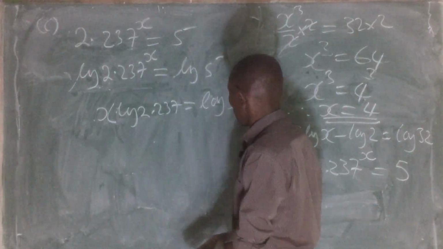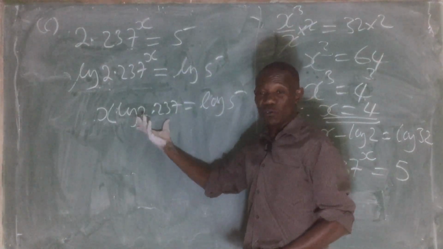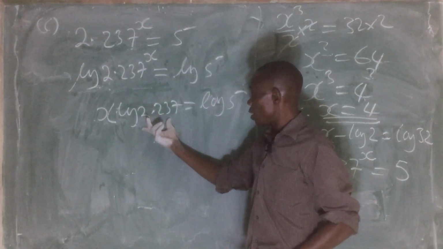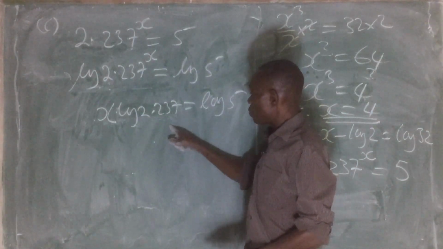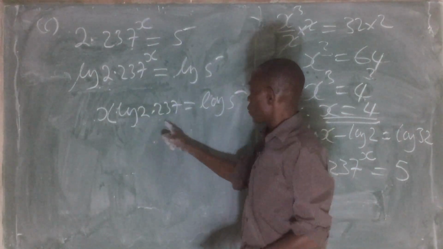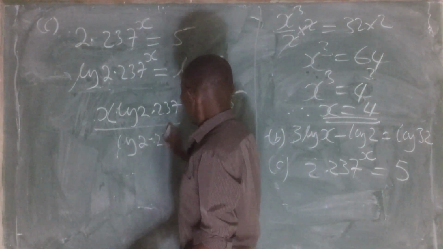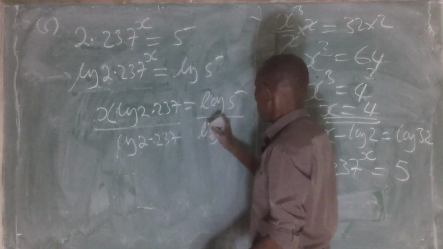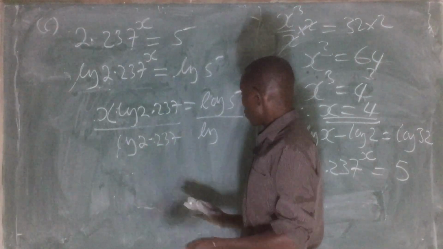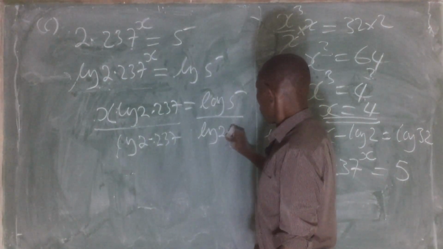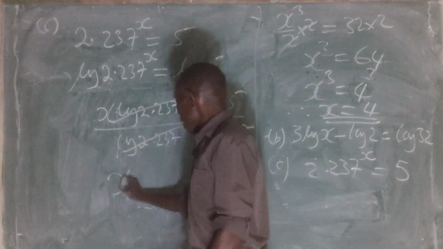Bear with me that logarithm of 2.237 is just like a single number, which of course is a decimal number. And logarithm of 5, you can find it. So logarithm of 2.237 turns out to be the coefficient of x. If I would like to find the value of x, I need just to divide by logarithm of 2.237. Here again, I also divide by the same measure. Remember, we do the same on both sides of the equation. So this and this will cancel, and you have got x.